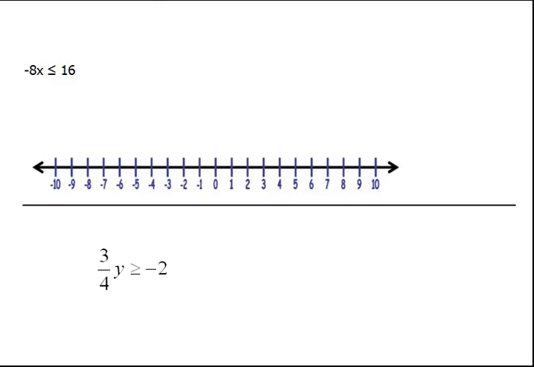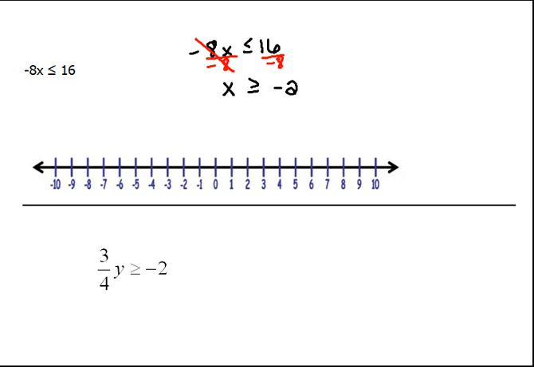In our next problem, we have negative 8x less than or equal to 16. So to get x alone, we would have to divide both sides by negative 8, which leaves us x on the left, and 16 divided by negative 8 is negative 2. We divided by a negative number, which means we have to flip the inequality over.